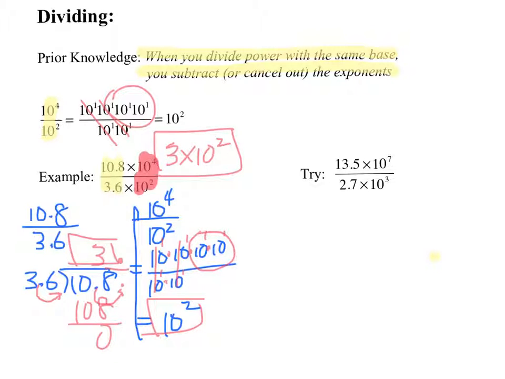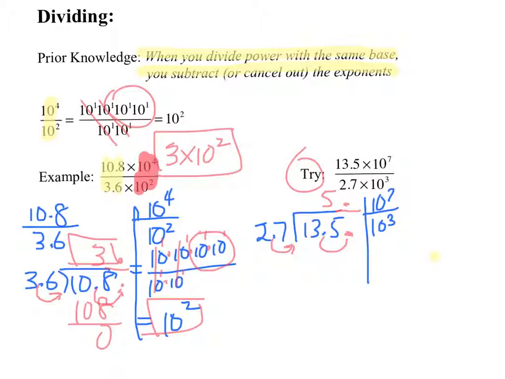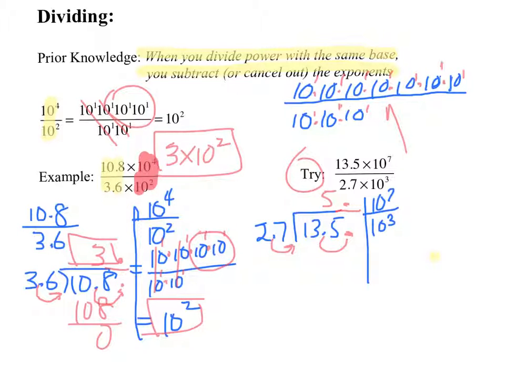Okay, now you try this one. The first step is to divide 27 into 135. The answer is 5. And then divide 10 to the 7th by 10 cubed. And here I show you that. We cancel out the terms that can be canceled, leaving 10 to the 4th power. So the answer will be 5 times 10 to the 4th power.